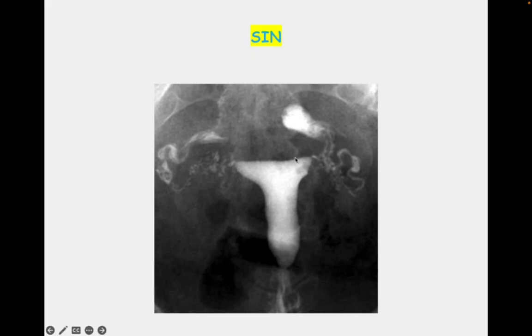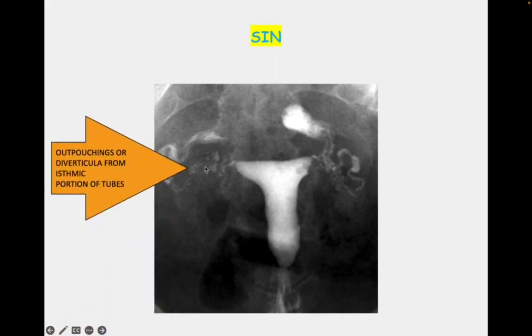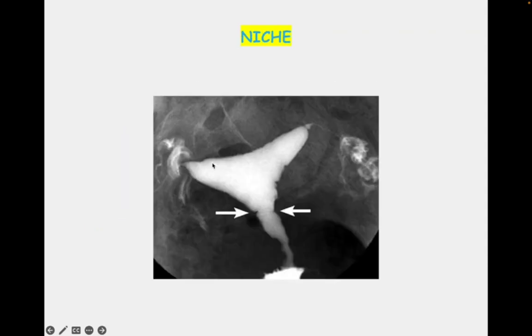This is a picture showing salpingitis isthmica nodosa. What is salpingitis isthmica nodosa? In this, as you can see here, there are outpouchings or diverticula from the isthmic portion of the tube. So this is the interstitium and this is the isthmus. After that the ampulla will come. So here you can see these small outpouchings. So these are suggestive of salpingitis isthmica nodosa.